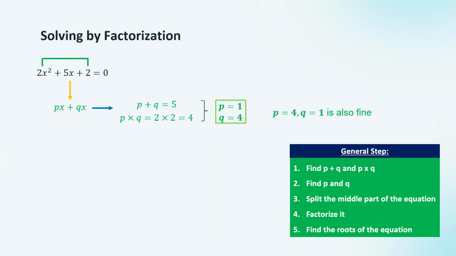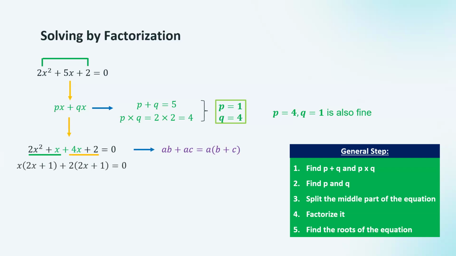So after you find the p and q, you can try to split the middle part. So it's going to be like this. And then remember that we can take out the common factor. So for the green part and the yellow part, we can take out the common factor. And then it's going to be like this. So for the green part, the common factor is x. So it's going to be x times 2x plus 1. And then for the yellow part, it's going to be 2 times 2x plus 1. And as we can see, we also have another common factor, which is 2x plus 1.